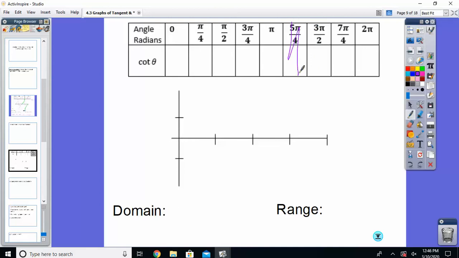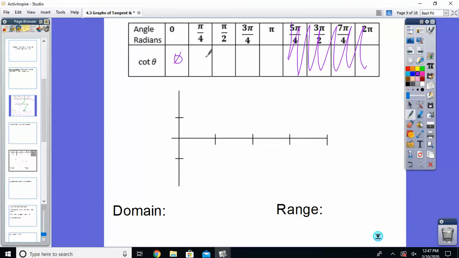Let's not do the complete table. Let's just go from 0 to pi on this one. So at 0, cotangent of 0. Tangent of 0 is 0, so cotangent would be undefined.